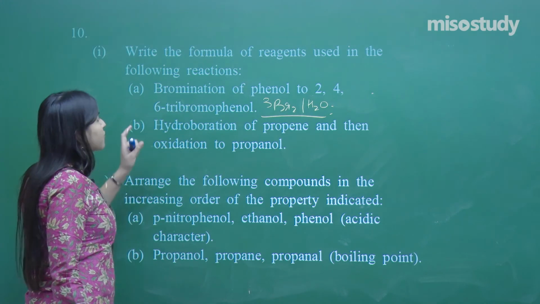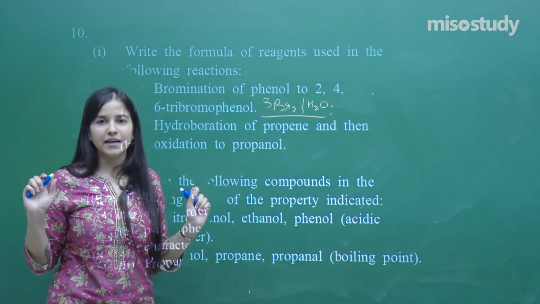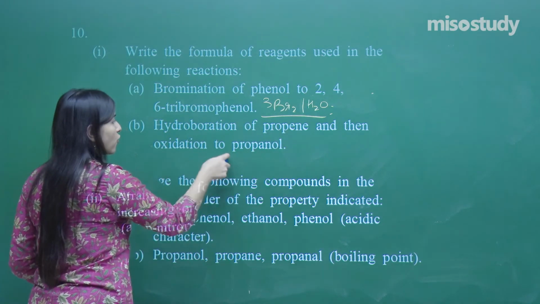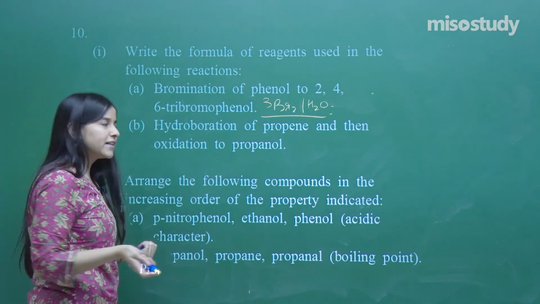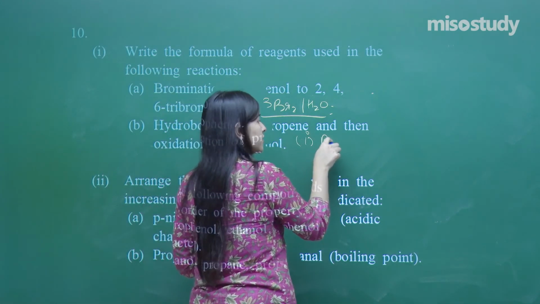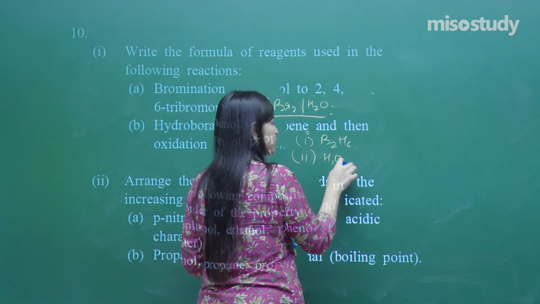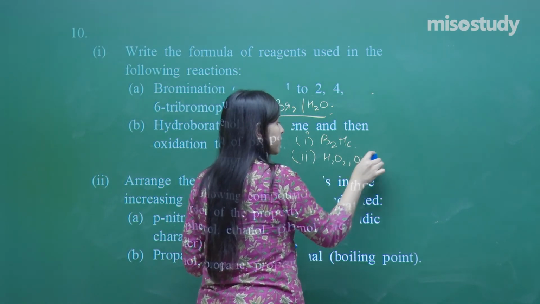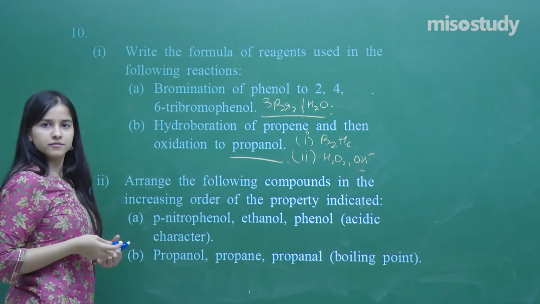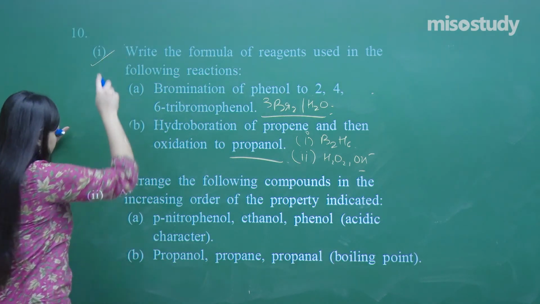Since this is a 5-mark question and these parts will carry 1 mark each, you have to write the entire reaction, fine. Hydroboration of propene and then oxidation to propanol, already done. Hydroboration oxidation reaction. First step was B2H6, right? Second step, hydrogen peroxide in the presence of OH negative, which has to be added to form propanol. Clear? Now, this part is done.